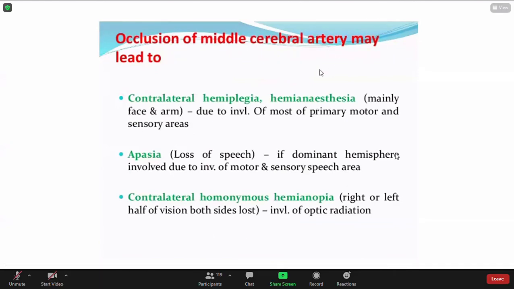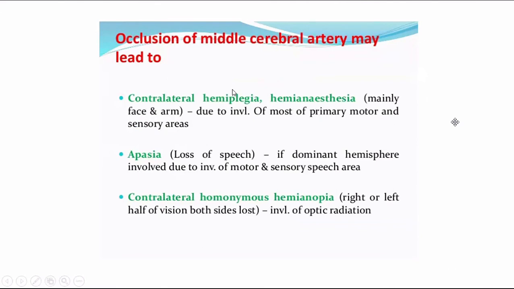Now, the middle cerebral artery is not part of the circle of Willis, so it doesn't benefit from the collaterals of the circle of Willis. Therefore, its occlusion can lead to contralateral hemiplegia and hemianesthesia of mainly the face and the arms, due to involvement of most of the primary motor and sensory areas at the lateral surface of the brain. Next is aphasia, or loss of speech, if the dominant hemisphere is involved. And finally, contralateral homonymous hemianopsia, because of the involvement of the optic radiation.